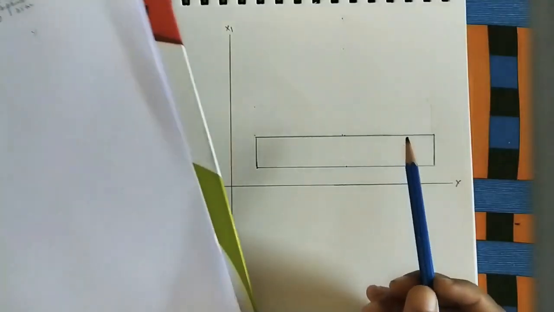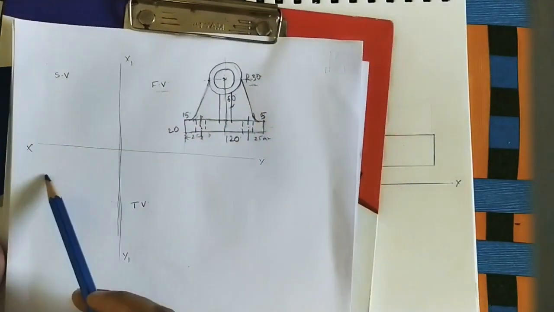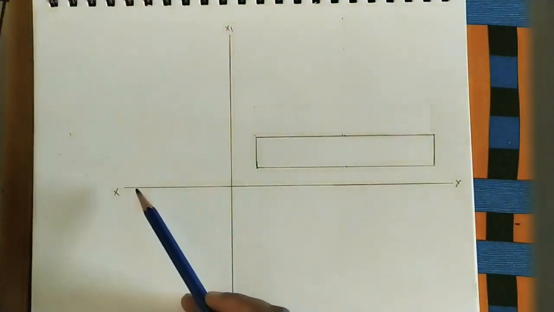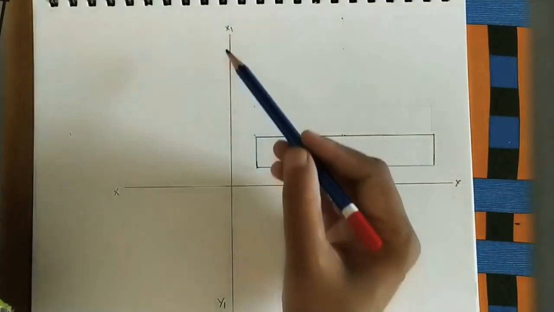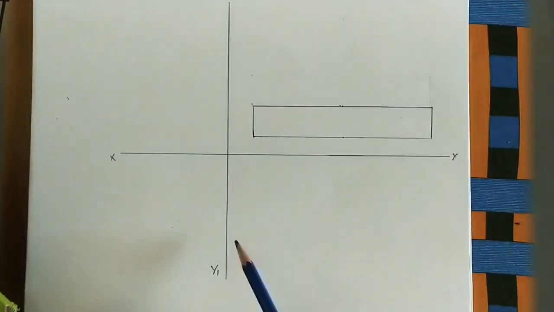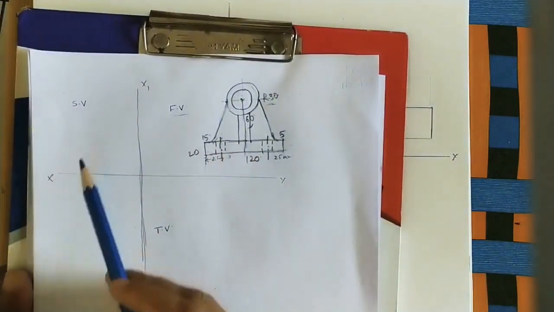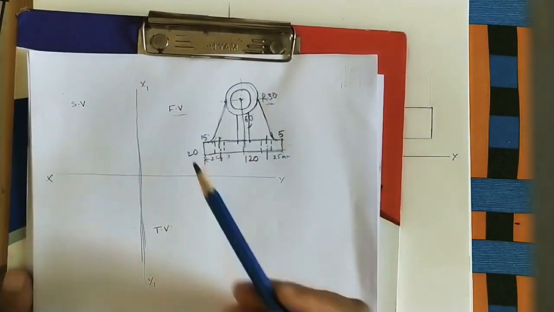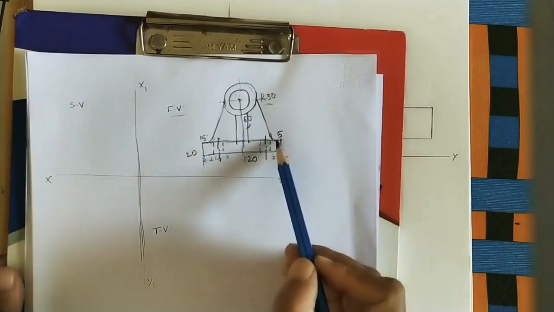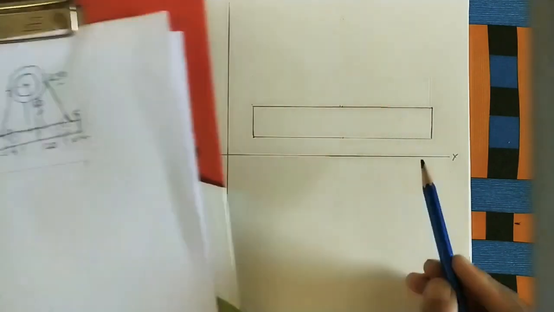Here by using drawing instruments I am drawing this front view. Here I drew one XY line of some length. I have marked X and Y. Here I drew the vertical line. I have marked X1 and then Y1. Now we can take any gap from this reference line for the front view, or for other views also. Here I drew this rectangle, 120 mm by 20 mm.